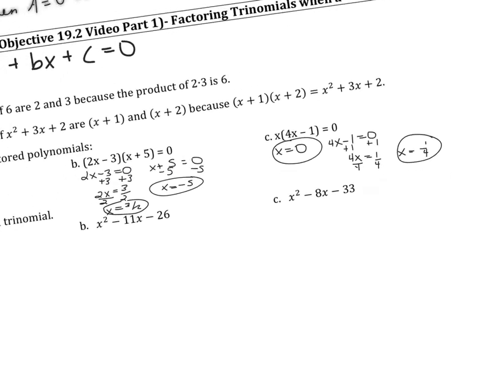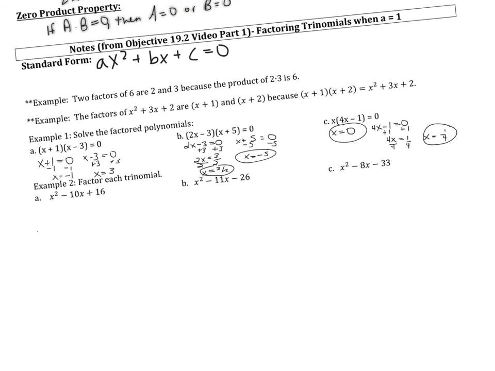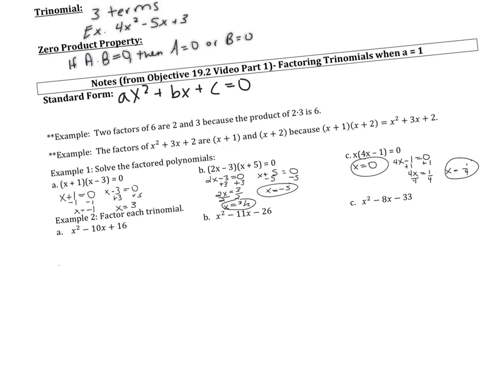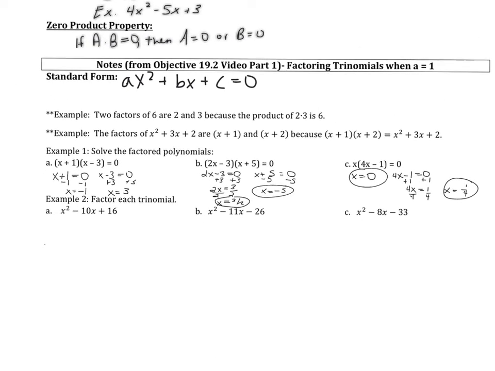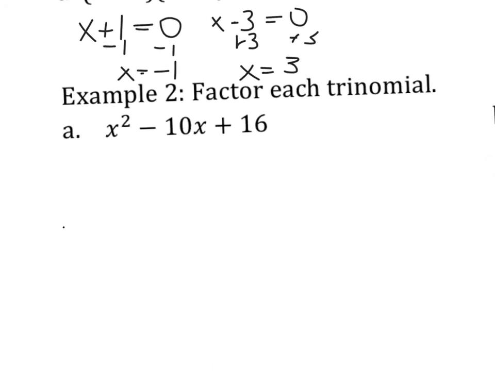So how do we factor it? How do we get those factors like we have in example 1? Well, let's take a look at example 2, and we will learn how to factor. There's a couple parts to this video, and the first part is when a equals 1. Taking a look at that standard form, when the number in front of x squared is 1, this is how we factor. And we should have an equals 0 on the end there. So go ahead and put that in.